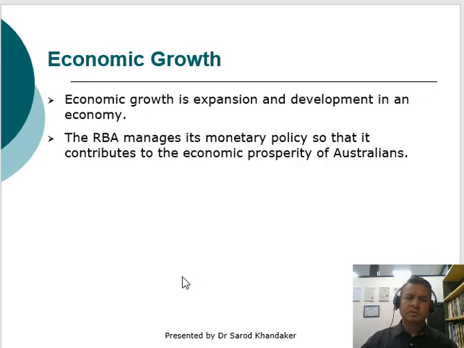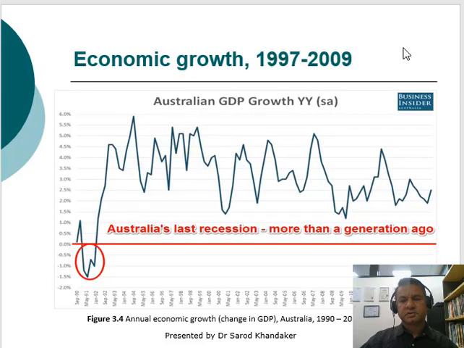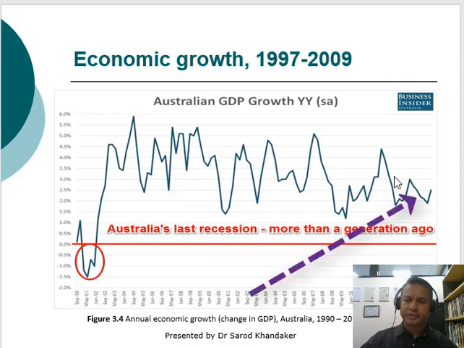Economic growth. Economic growth is an expansion and development of an economy, and this is one of the main objectives of monetary policy. The RBA manages its monetary policy so that it contributes to the economic prosperity of Australians. In this slide, we can look at the economic growth from 1997 till 2009, and you can see that the economic growth in Australia is around 2 to 3% per year, which is a good growth rate for a developed nation.